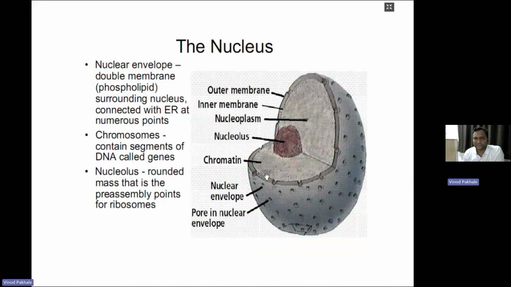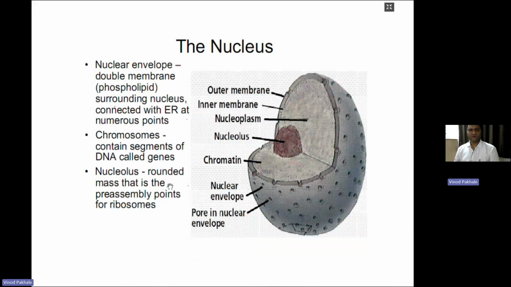Then chromatin is present inside this. Then the nuclear envelope and the pores in the nuclear envelope. Okay, pores are present for in and out movement of material. So the nuclear envelope surrounds the nucleus and is connected to the ER, meaning endoplasmic reticulum, at numerous points. The chromatin material consists of chromosomes, which contain segments of DNA called genes, which are helpful for information transfer from generation to generation.